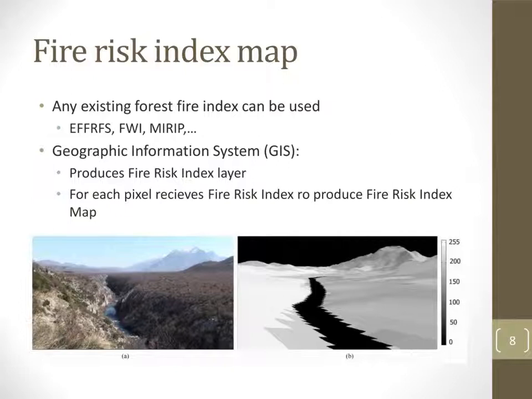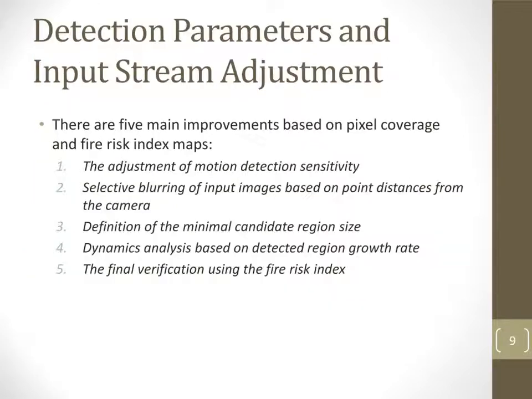Additionally, we use Geographic Information System to produce a fire risk index layer from static information such as terrain configuration and vegetation, and dynamic information that includes current meteorological conditions. This layer is then used to calculate fire risk index map that is similar to pixel coverage map. Every value in the map represents current fire risk index for the corresponding point in the input image.